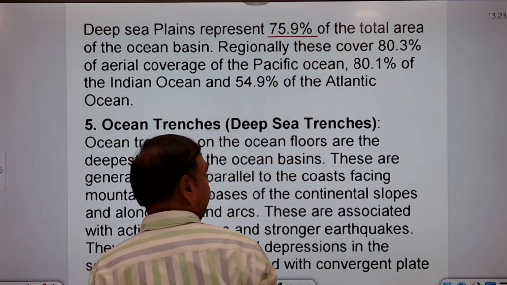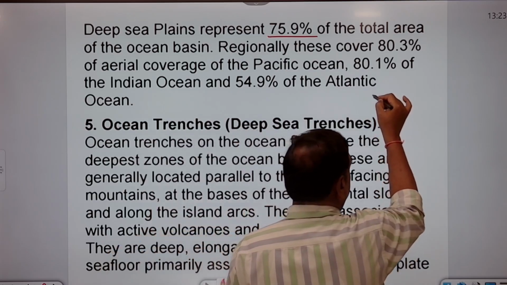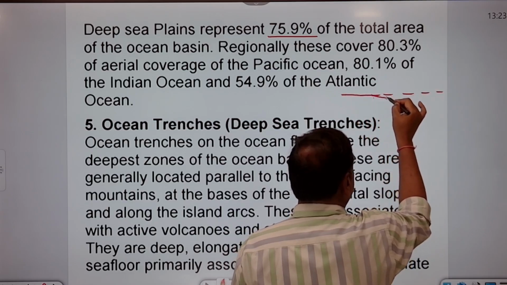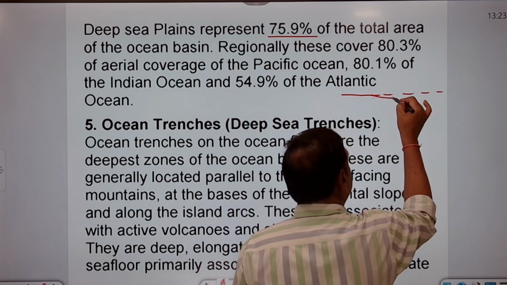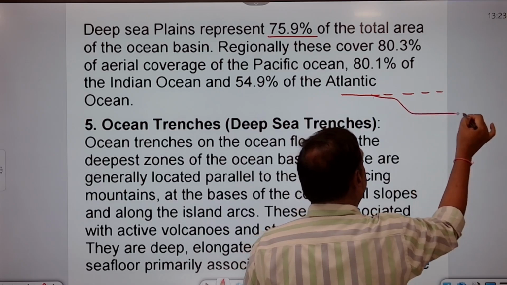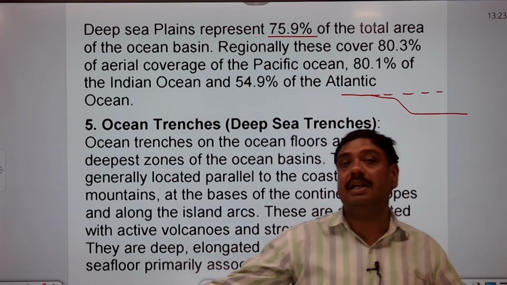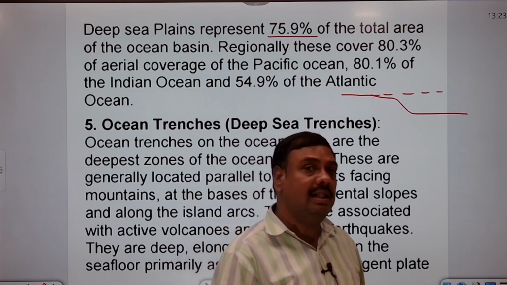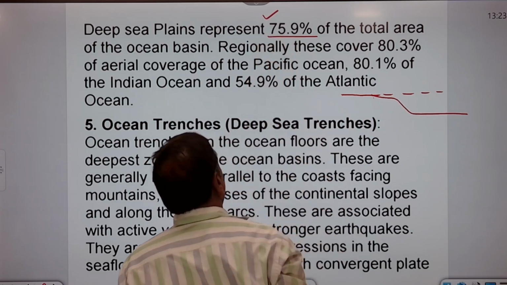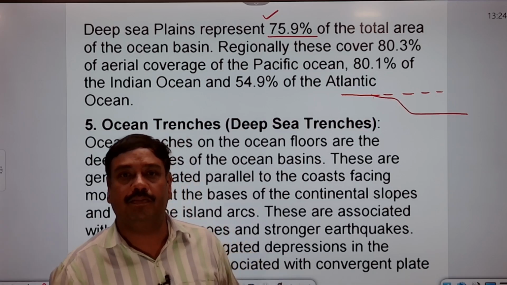Obviously, it is so, because if we see, this is the sea level, the continental crust is extending towards the oceanic part, then it gets converted into continental slope, and then after this there is a flat region. So, this flat region covers a larger area in the ocean water, and that is why the coverage by the deep sea plain is taken as 75.9% on average for all the oceans.